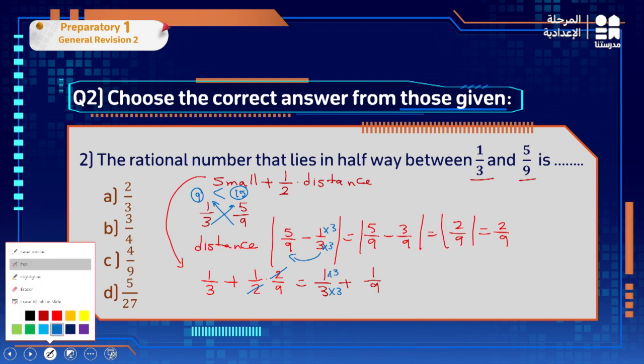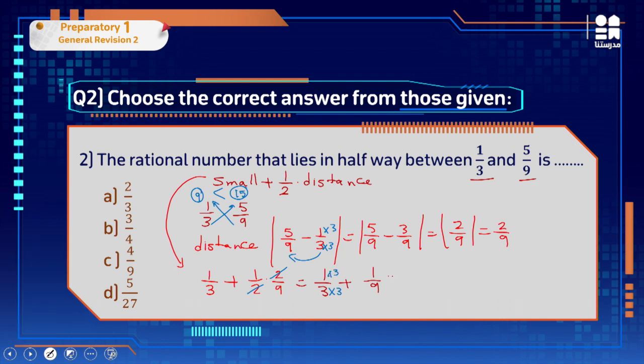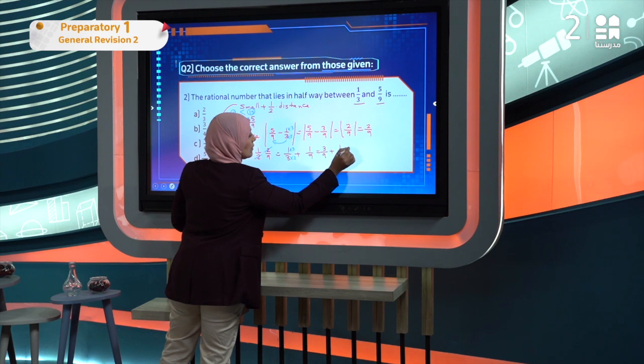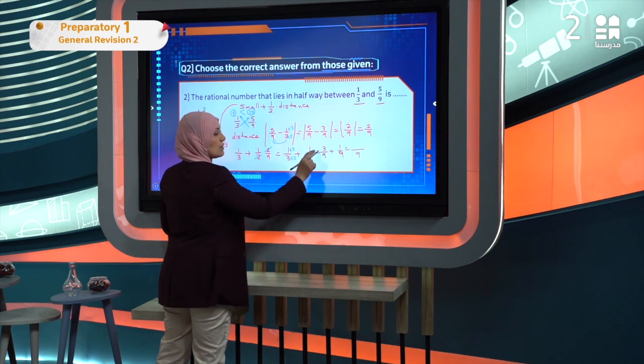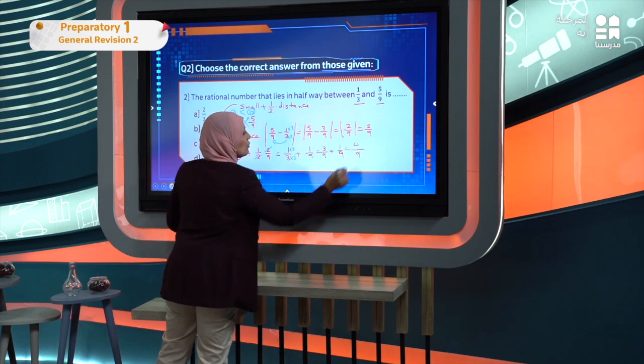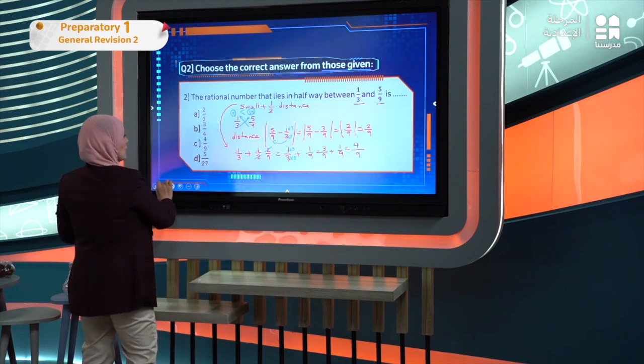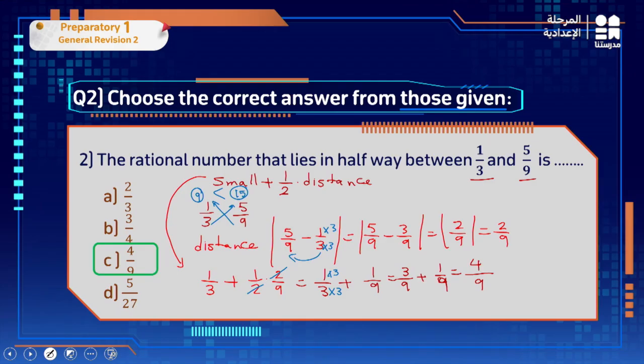So it will be 3/9 plus 1/9. Put the same denominator as it is, then 3 plus 1 is 4. So the final answer is 4/9, letter C.